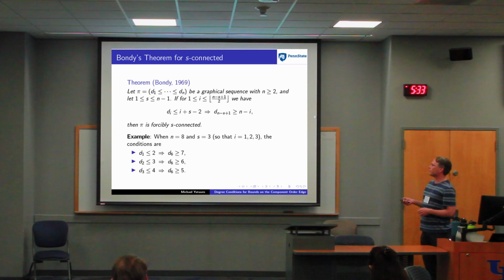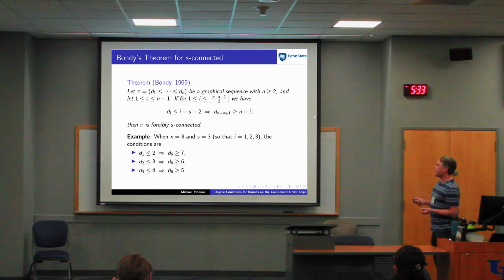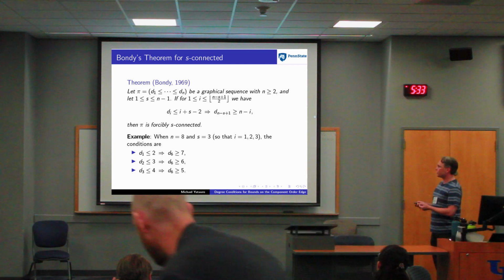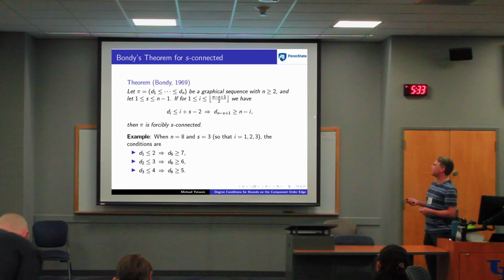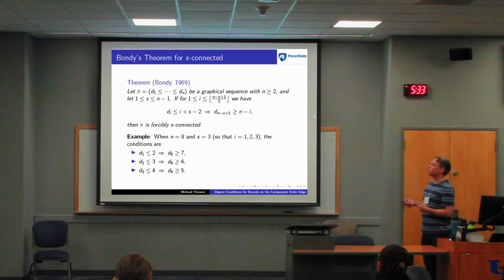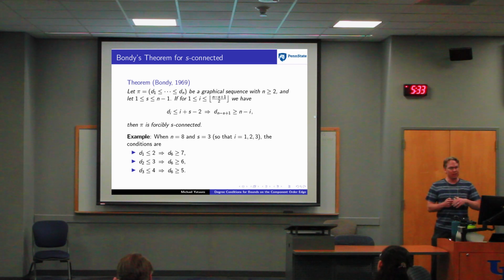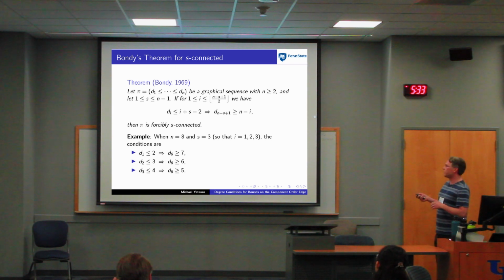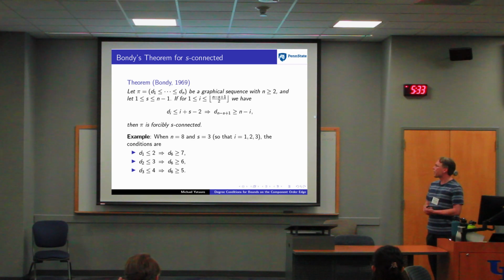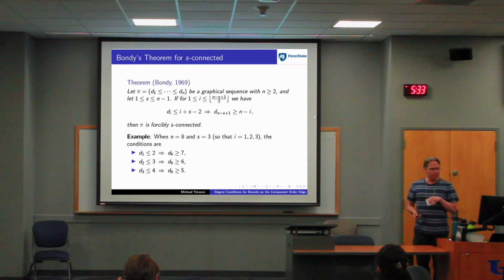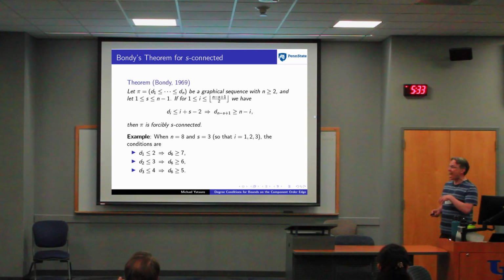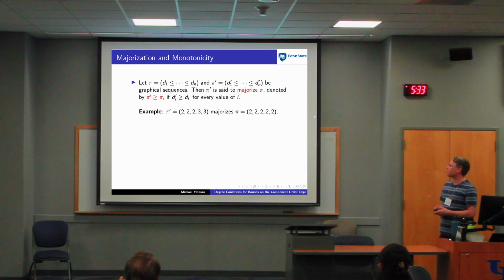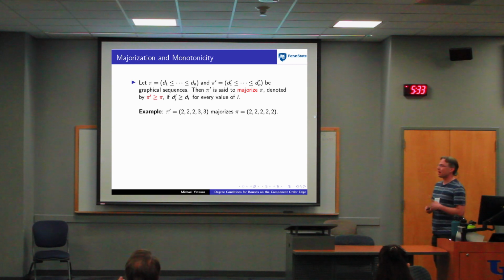And this is what the collection of conditions would look like if you had 8 vertices and you wanted every realization to be 3-connected. So there are 3 of these implications to check, and if they're all met, this gives a sufficient condition. It's not actually a necessary condition. Okay? So some things that this particular theorem has is this property of what we're going to call monotonicity.